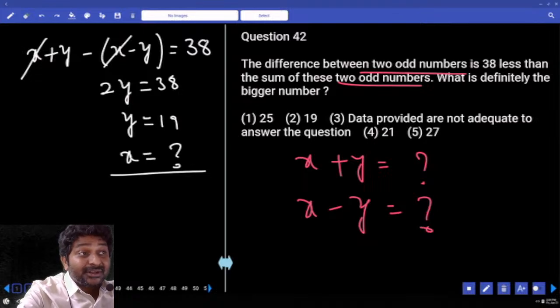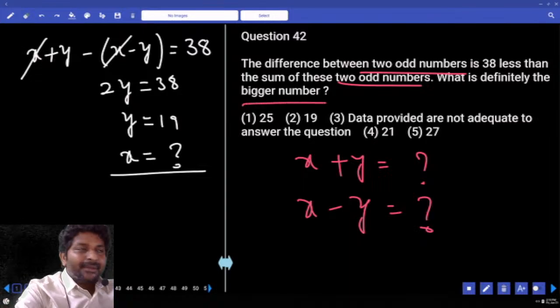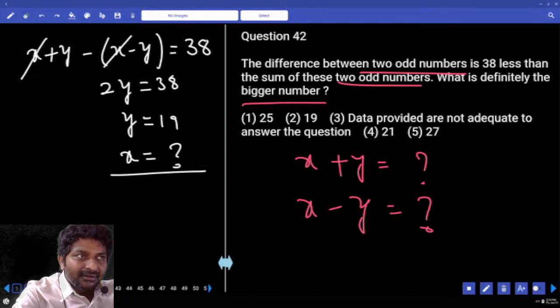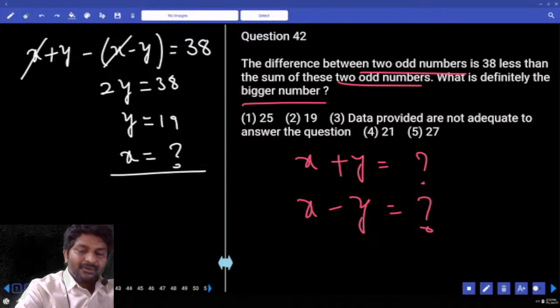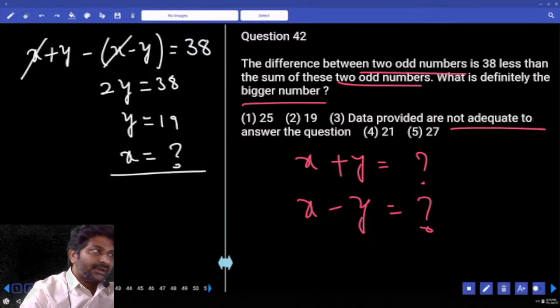Which is highest one? X value. Least number? Y. So what is that you can calculate between x and y? You can calculate only least number. You cannot calculate largest one. Are you getting? Now the question is to identify bigger number only. Bigger number is x. Come on. Can you identify that? No. Answer? Data provided not adequate. Is it clear?